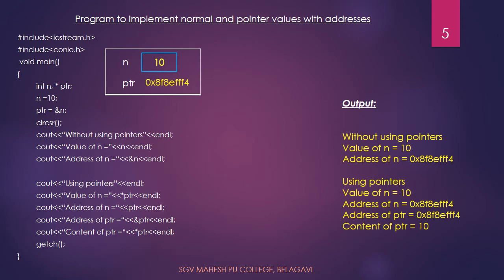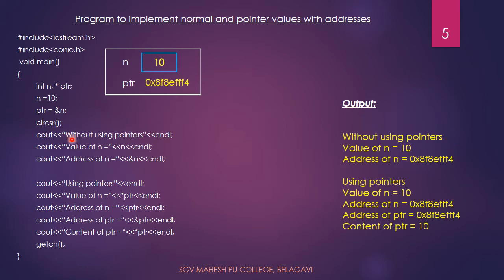Now let's see the program to implement normal and pointer values with address. When we write this program, we are trying to differentiate between a normal variable and a pointer variable. Let's say I've created a program with a pointer and an integer value n. Let's say that the value of n is 10. So in ptr I'm trying to store the address of n.